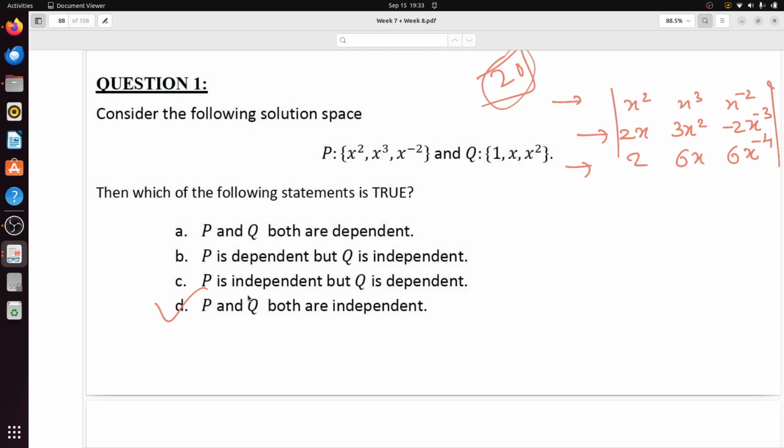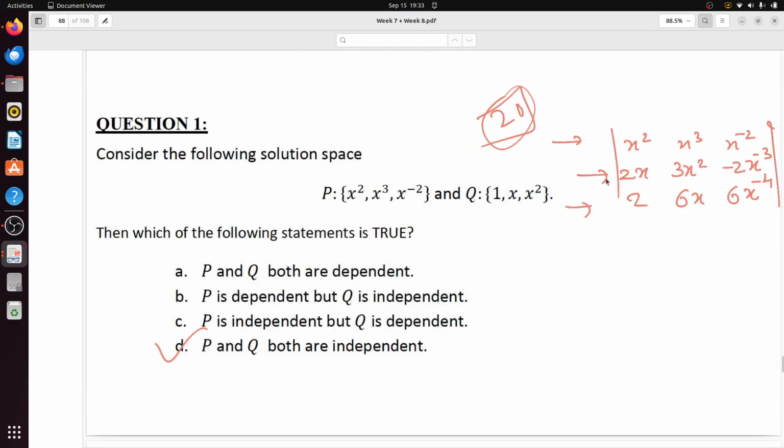Okay, so consider the following solution space. This is a solution of some differential equation, p is x square plus x cube, x to the power minus 2, and q is 1 into x square. Which of the following statements is true? P and q both are dependent. You cannot write one as a linear combination of the other two in both the cases. So both of them are linearly independent.